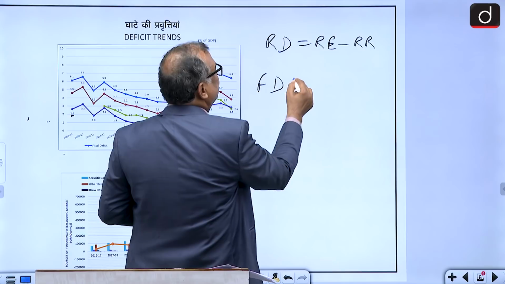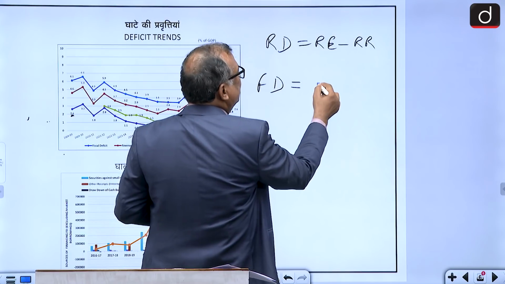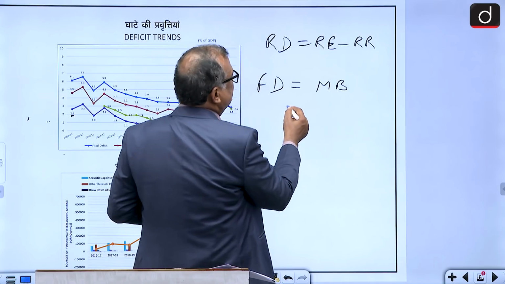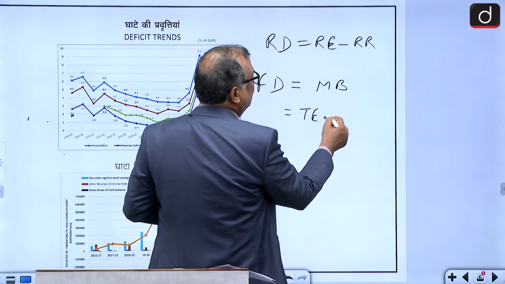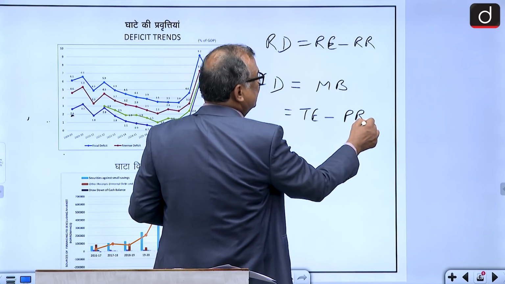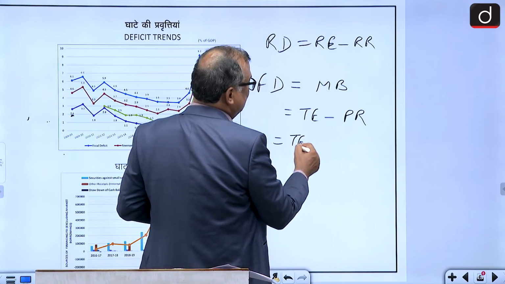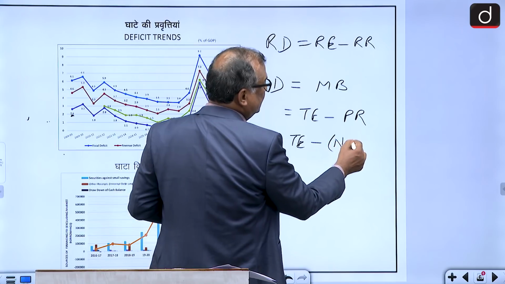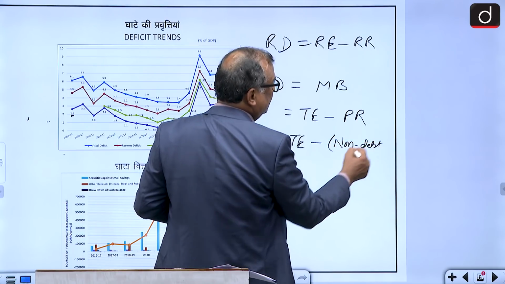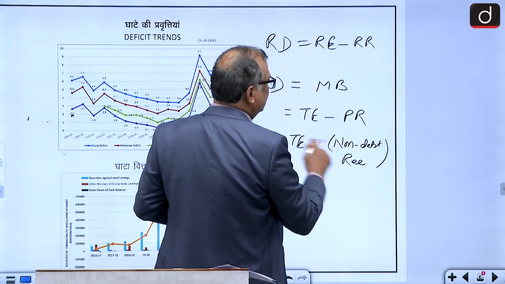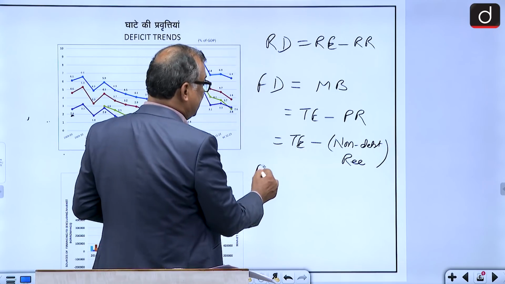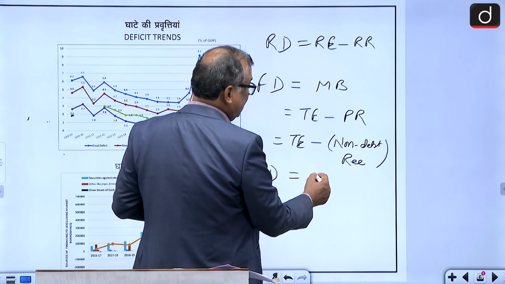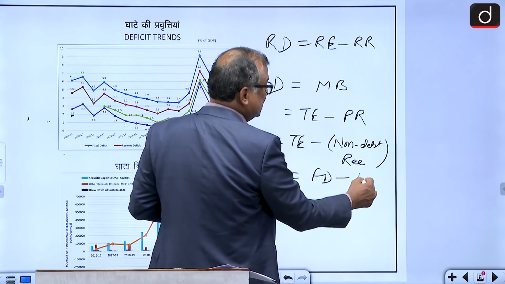Fiscal deficit is basically nowadays market borrowing, but by definition it is total expenditure minus primary receipts, and primary receipts means non-debt receipts. In any way you can look at it, primary deficit is the third important concept of deficit, as the trend chart suggests: fiscal deficit minus interest payment.